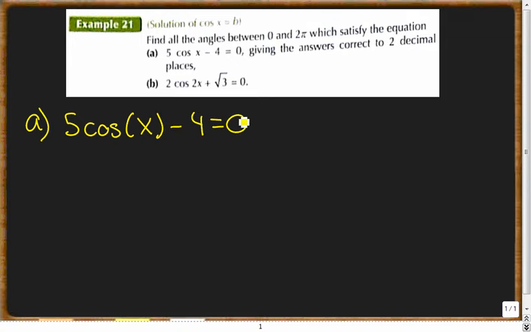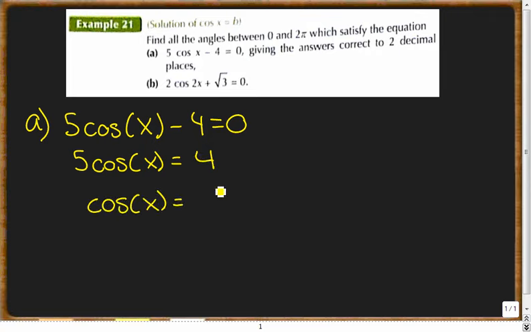equals 0. So what we're going to do here is solve for the cosine of x and then use that to figure out what the angles are. So we're going to add 4 over, so we get 5 cosine of x equals 4. And then we're going to divide by 5, so we get the cosine of x equaling 4/5.